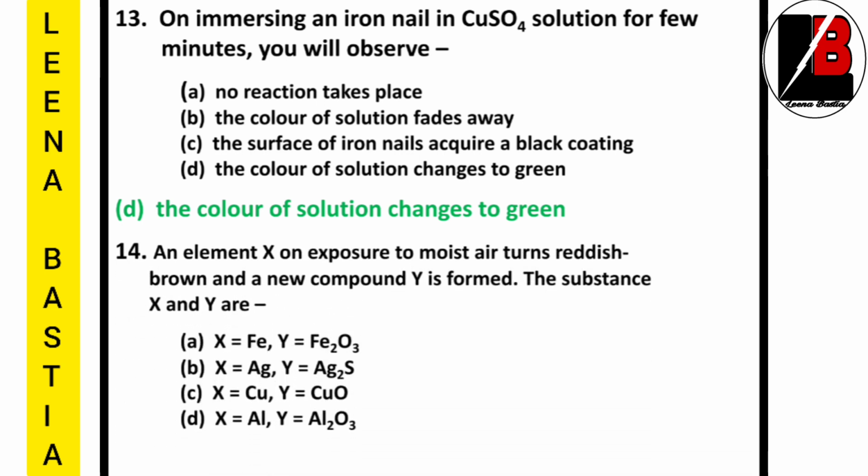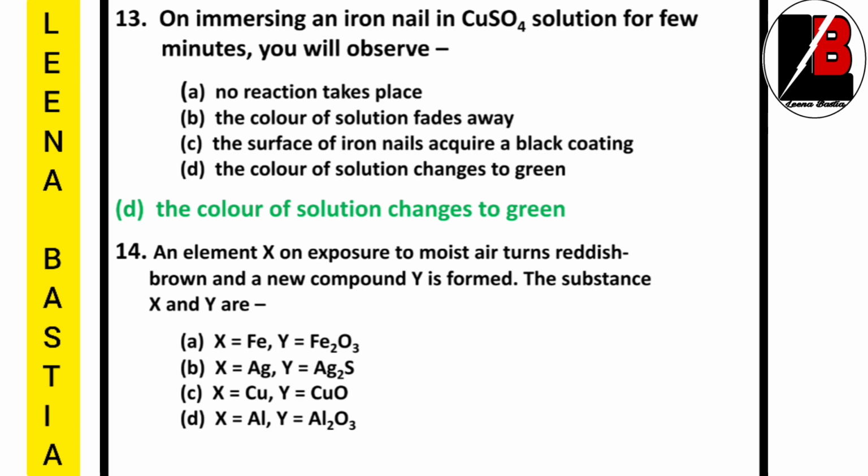So next one, question number 14. An element X on exposure to moist air turns reddish brown and a new compound Y is formed. The substances X and Y are. So one hint has been given: when it is exposed to moist air, reddish brown. The element X turns to reddish brown color and it becomes a new compound which we call Y. Initially it was X, now it becomes Y with the color reddish brown. So just think about which option will be correct.